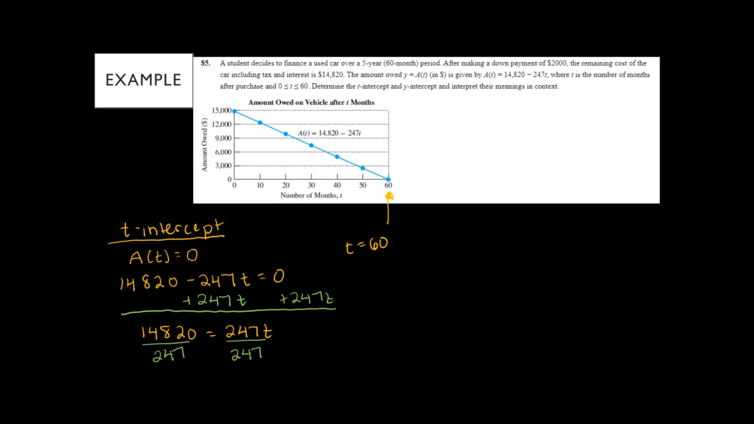So that's our t-intercept, and it says interpret their meanings in context. That means you're writing a sentence that tells us what this means in terms of the problem. So the t-intercept, if we wrote that as an ordered pair, is (60, 0). So 60 is the number of months, 0 is the amount owed. So after 60 months, $0 are owed on the loan. That's what this intercept is telling us. So after 60 months, $0 is owed on the loan.